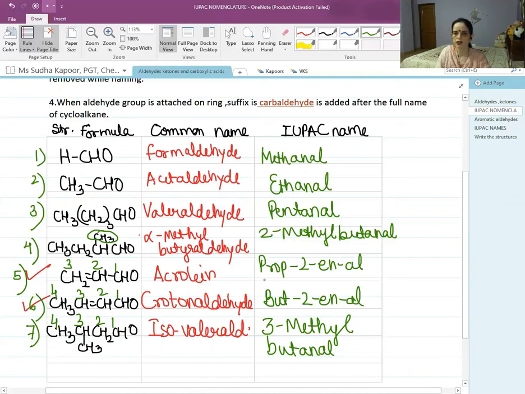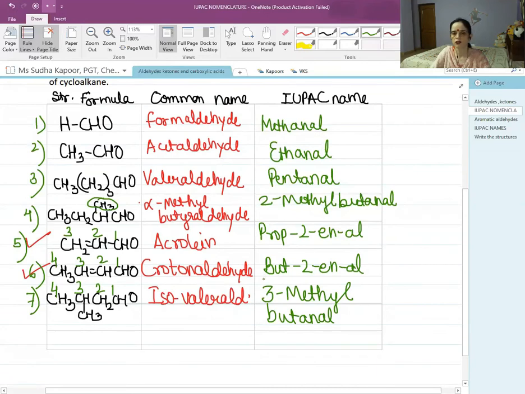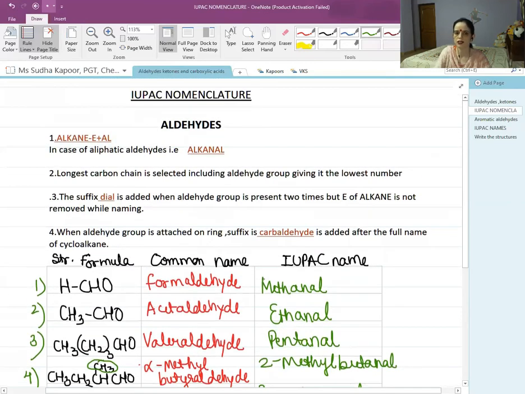So all these things are very necessary to be covered. Now these are the things which we have done for the common straight chain following certain rules. That is, aliphatic aldehydes are known by alkanals, but in alkanals the E is removed. But this E is going to be retained if the suffix dial is used or it is present more than one time. So at that time, the E is going to be retained and not removed. But when the CHO is present on the cyclic ring, we are going to use the term carbaldehyde.